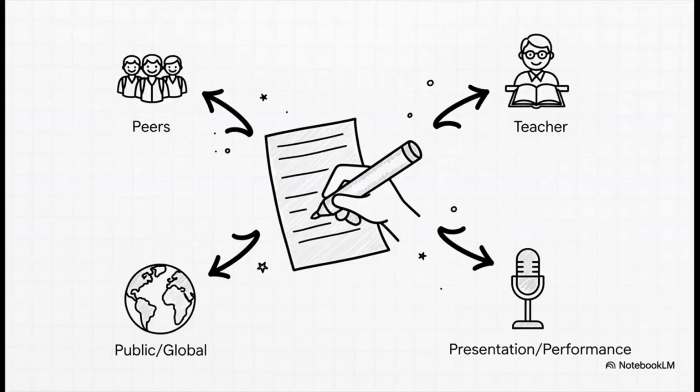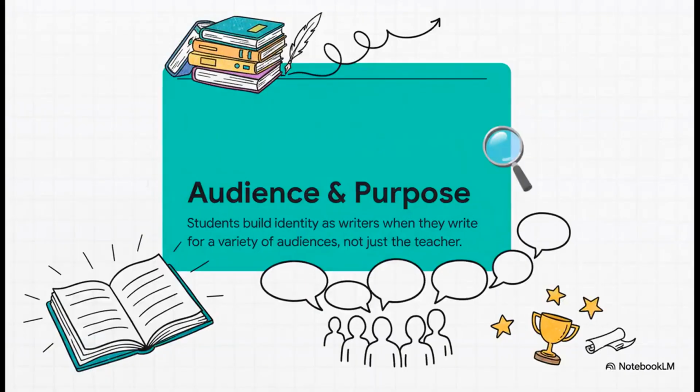Okay, our final strategy. This one is all about building that writer identity. And the key, the absolute game changer here, is shifting who our students are writing for. We have got to move them beyond just writing for the teacher just to get a grade. Because here's the thing, and this is so important, a student's identity as a writer just explodes when their work has a real audience and a real purpose. And when they finish a piece, we have to treat it like a publication. We share it, we celebrate it. That act of sharing is what tells them, yes, your work matters. You are a real author.